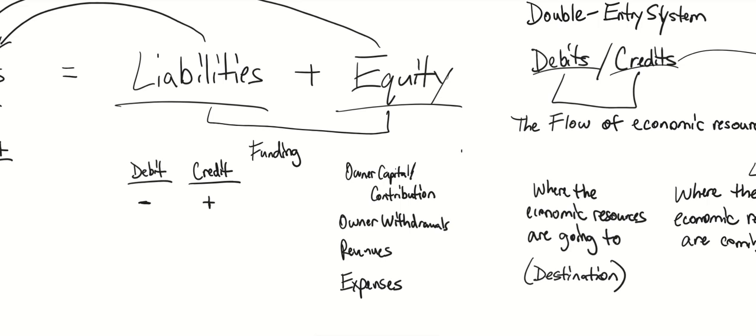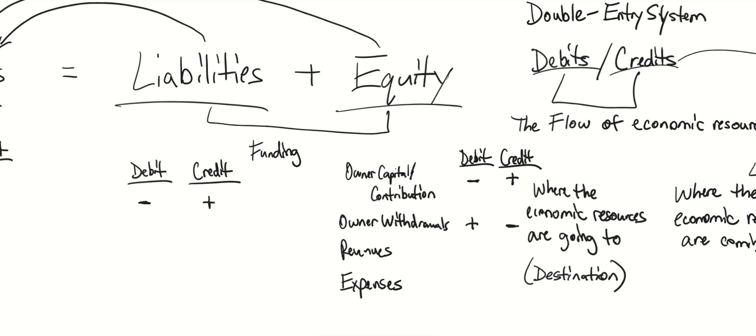So I'm going to put debit over here, that's the left side, and credit over here, that's the right side. To increase a balance in an owner capital account, I'm going to credit it. To decrease the balance in that account, I'm going to debit it. Owner withdrawals is the opposite. To increase a balance in an owner withdrawals account, I'm going to debit it. To decrease it, I'm going to credit it.